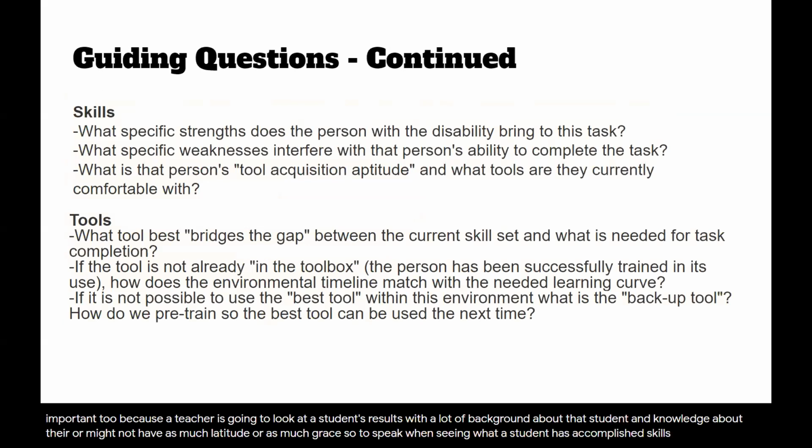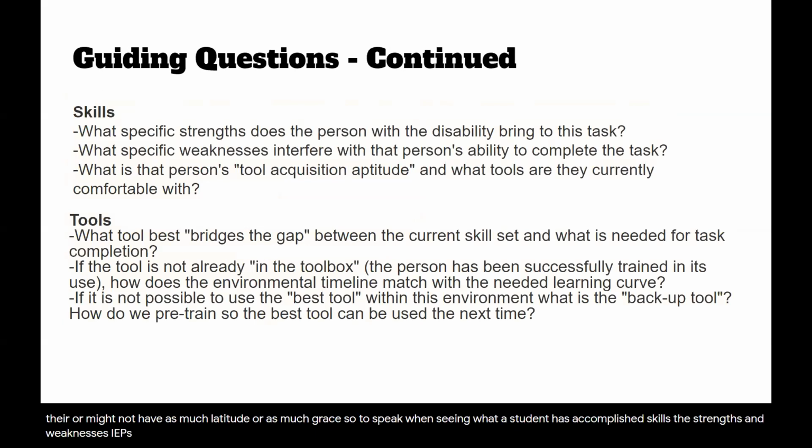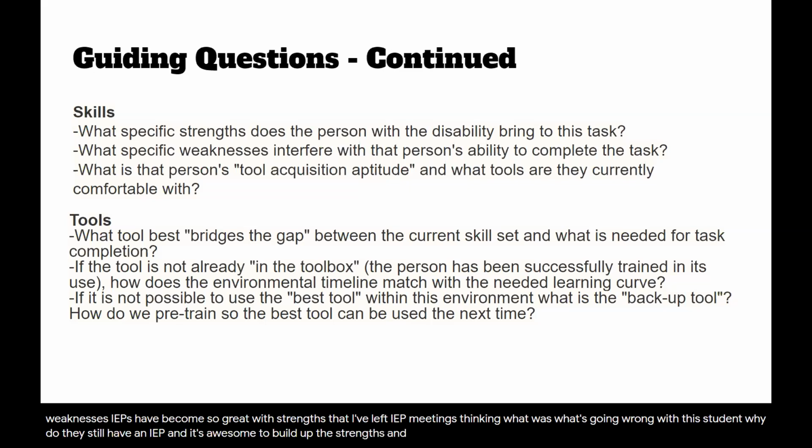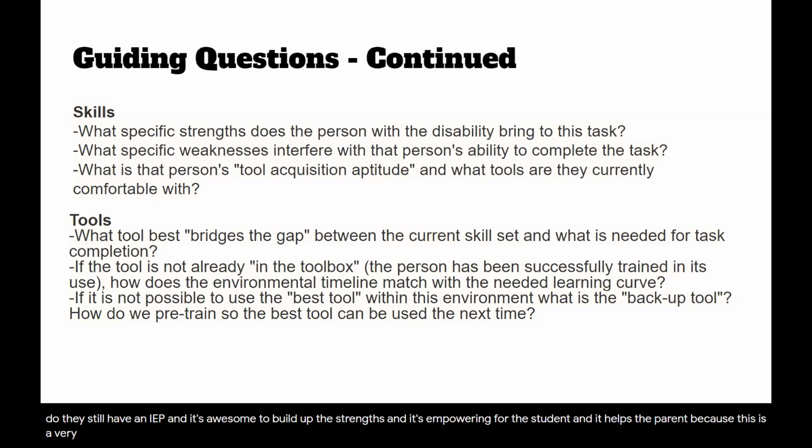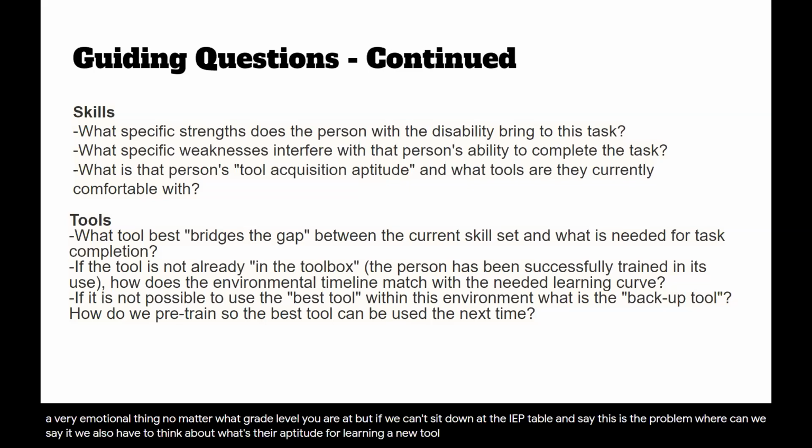Skills, the strengths and weaknesses. IEPs have become so great with strengths that I've left IEP meetings thinking, what's going wrong with this student? Why do they still have an IEP? And it's awesome to build up the strengths, and it's empowering for the student, and it helps the parent, because this is a very emotional thing, no matter what grade level you are at. But if we can't sit down at the IEP table and say, this is the problem, where can we say it? We also have to think about what's their aptitude for learning a new tool.